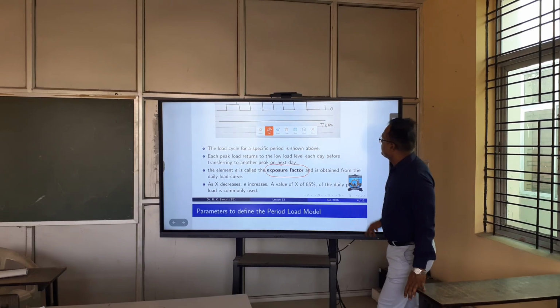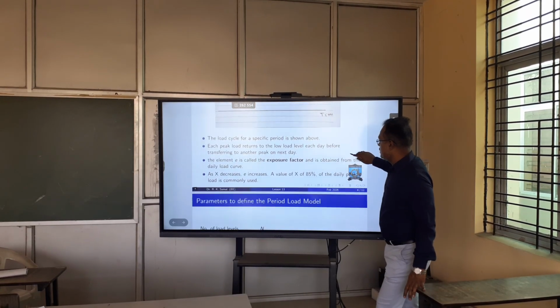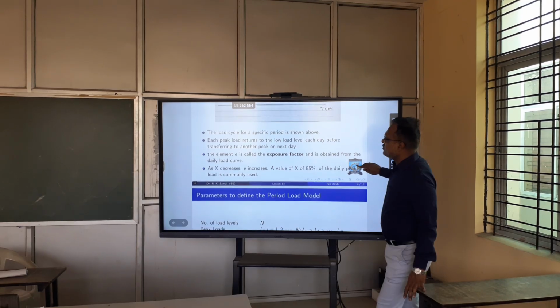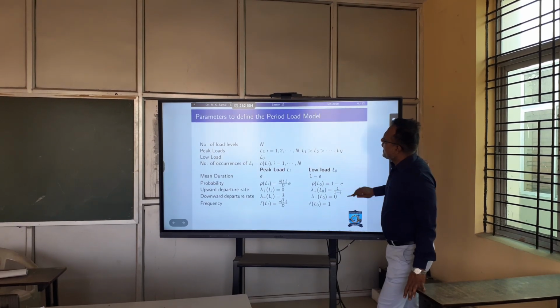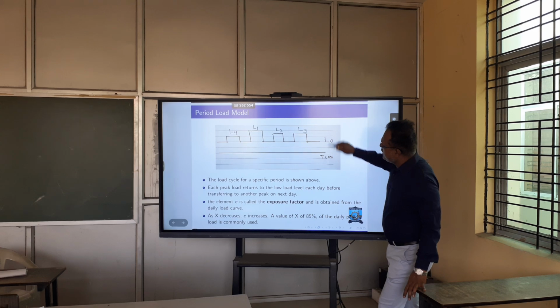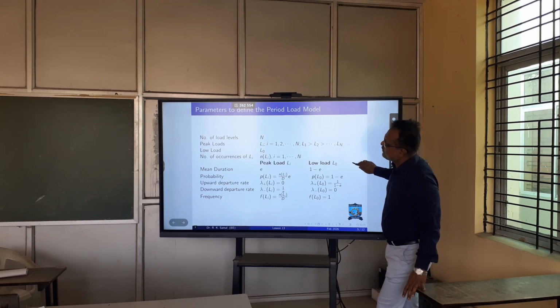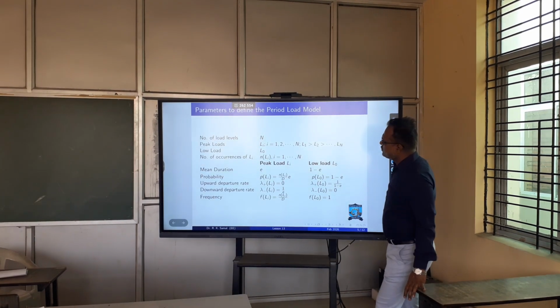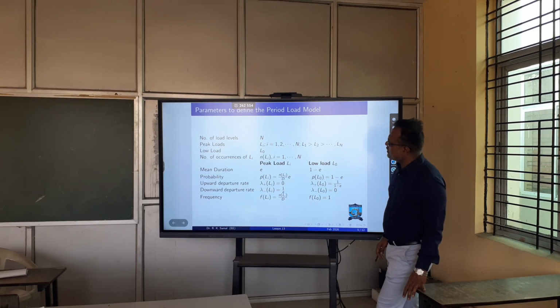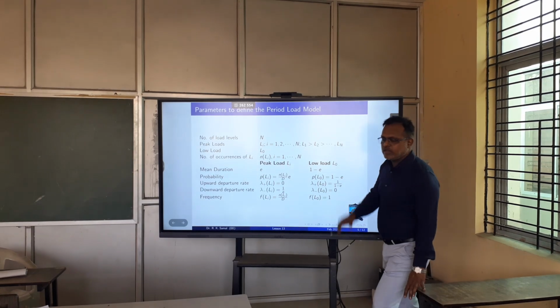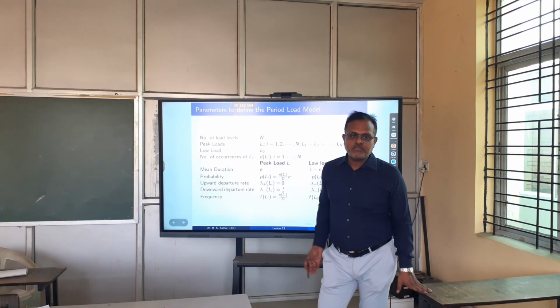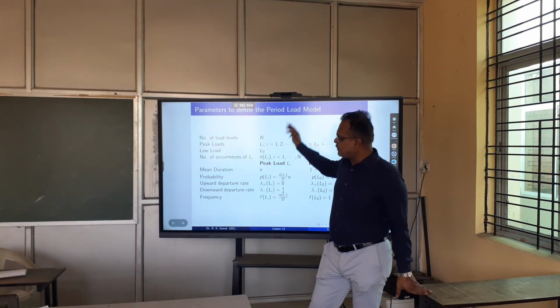Some examples are given. And then for this period load level that you have seen, there are several things which can be defined. No numerical should be asked in this. So we have several such things like number of load levels, number of peak loads, low load, number of occurrences, mean duration, probability, upward departure rate, downward departure rate, frequency. All these things are provided, and when you do project work which involves this frequency duration approach, then you might have to define all this.